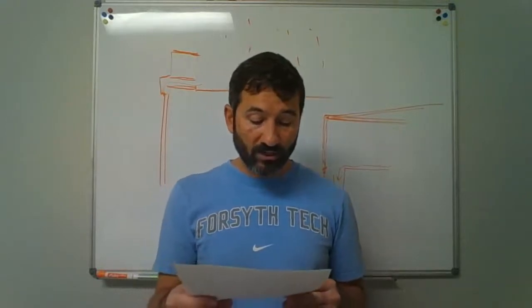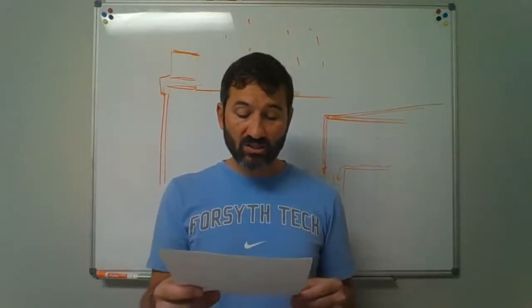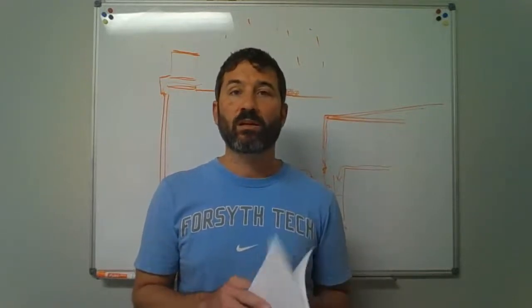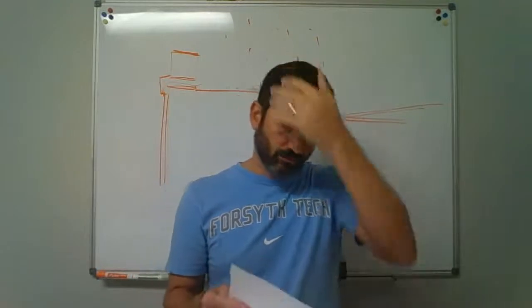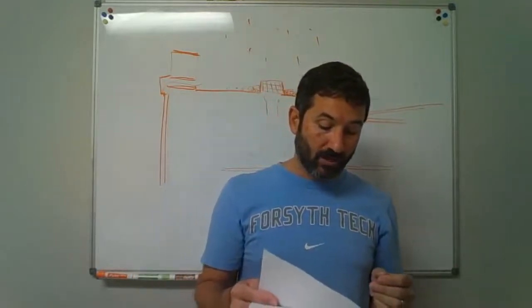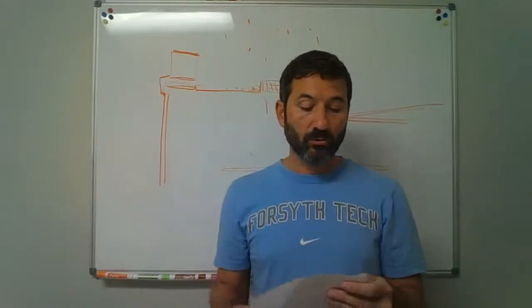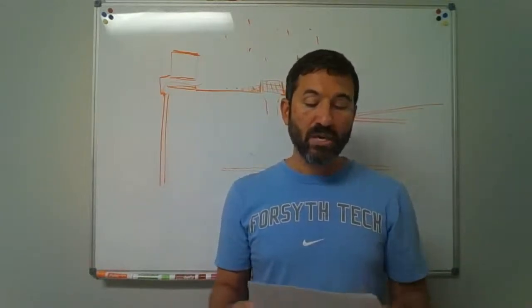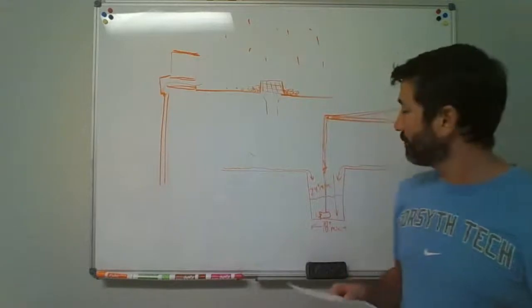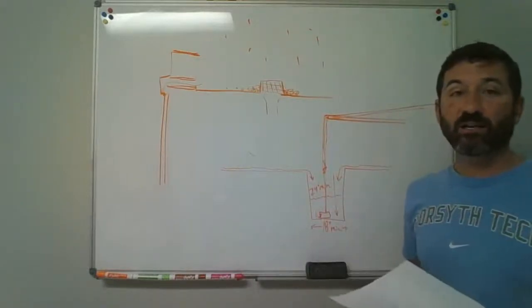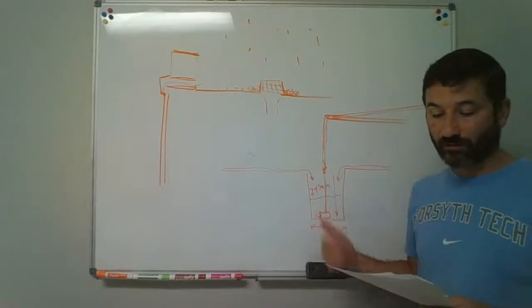Question 6, true or false? A roof drain strainer cannot extend less than 3 inches above the roof. It cannot extend less than 3 inches above the roof for a roof drain strainer. True or false? The minimum diameter of the sump pit is 18 inches. Is that true or false?